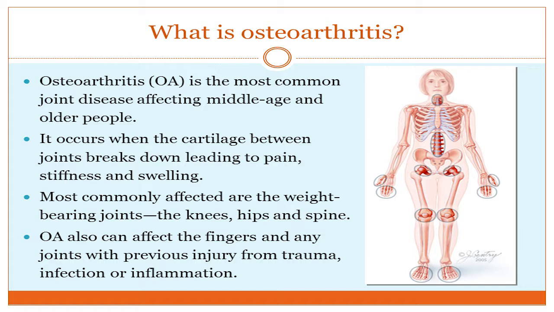So, osteoarthritis is the most common joint disease affecting middle-aged and older people. It occurs when the cartilage, the cushioning between bones, breaks down, which leads to joint pain, stiffness, and swelling. The most commonly affected joints, as one would expect, are the weight-bearing joints, the knees, the hips, and the lower back. However, osteoarthritis could also affect the fingers, as well as any joints that have had previous injury from trauma, infection, or episodes of recurrent inflammation.